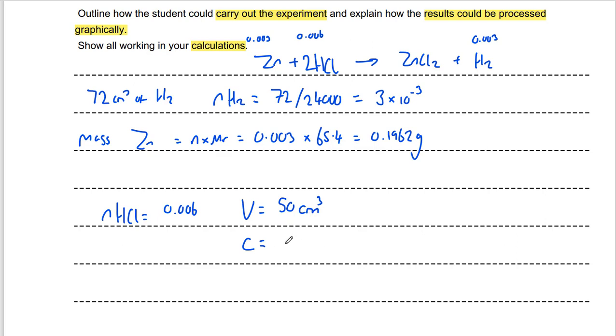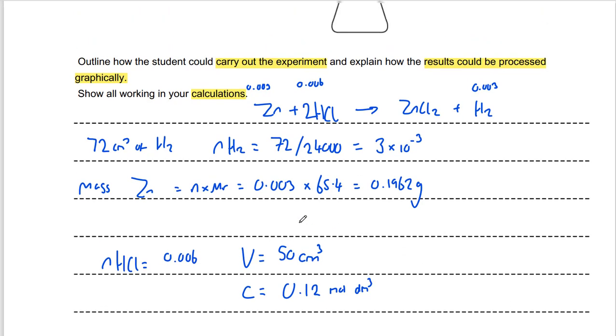Now we've worked out concentration. Concentration is moles over volume. So we'll just do 0.006 divided by 0.05, again 50 over 1,000. And that gives me a concentration of 0.12 mole per decimeter cubed, which is a sensible concentration. It is not too strong, it's not dangerous, that's fine. So that's the mathematics of it.